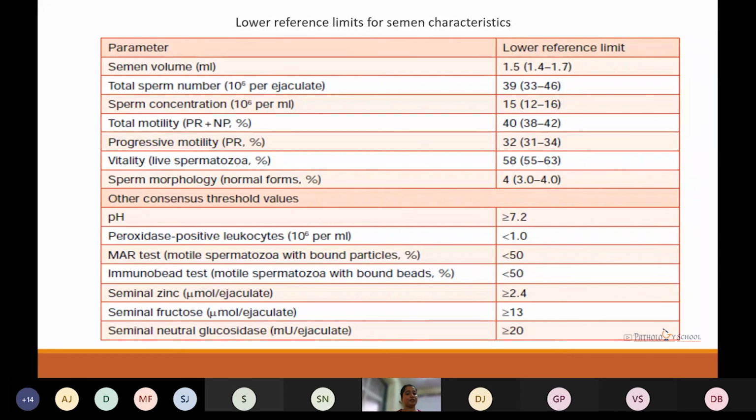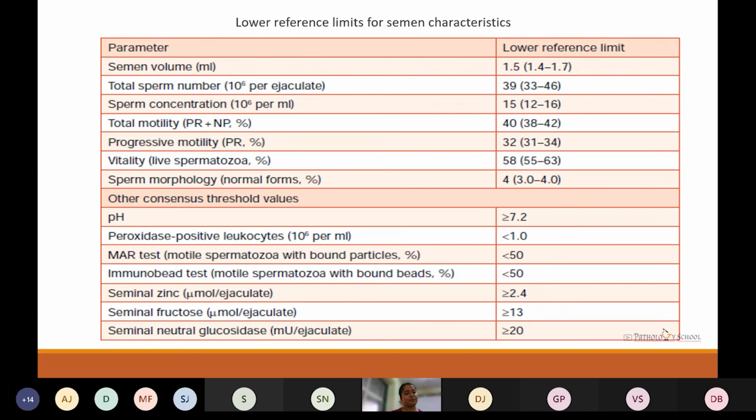Now, these are some important lower reference limits for semen characteristics. The semen volume is 1.5 ml. The total sperm number is 39 × 10^6. The sperm concentration is 15 × 10^6. The sperm morphology is 4%. Sperm vitality is 58%. The total motility should be 40%. The progressive motility should be 32%. And the pH should be 7.2.